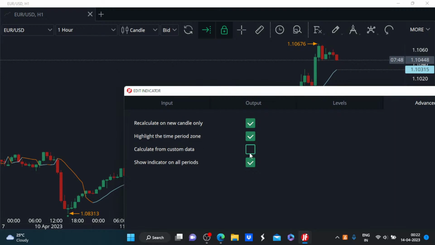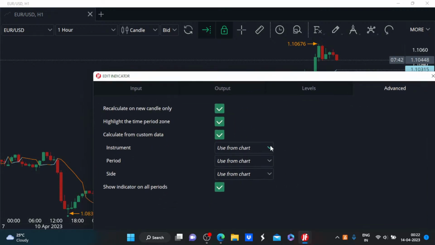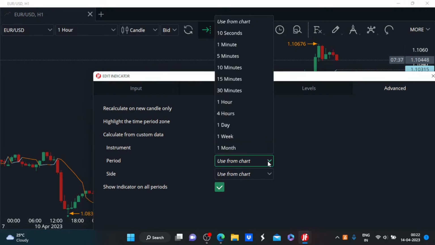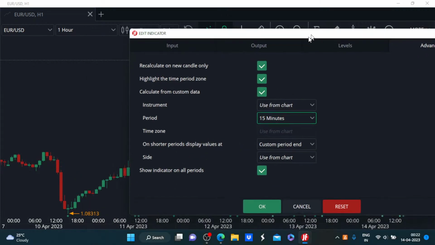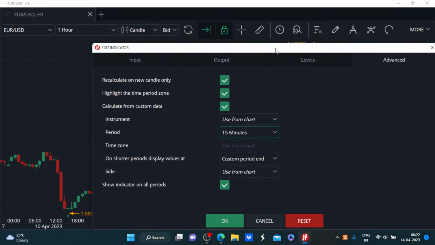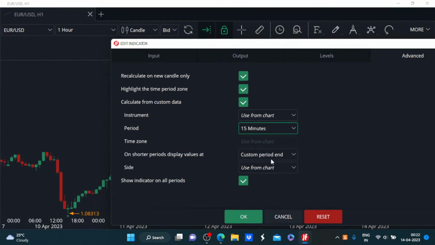So you can go for this option, calculate from custom data. You can customize this indicator's calculation. You can go for the instrument preference. You can also have a different calculation defined by a particular candle period of your choice, regardless of what is the chart's candle period. Suppose if you want to specify 15 minutes as the calculation period for this indicator, you can do that as well.